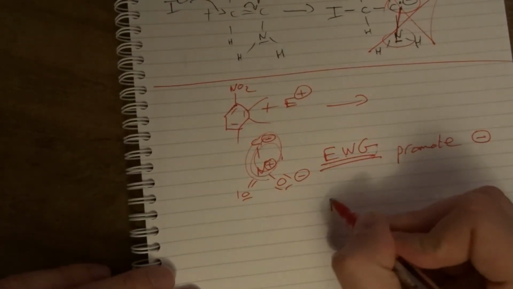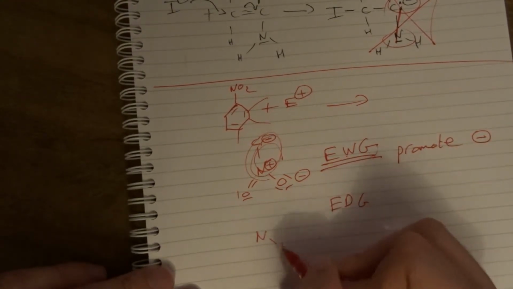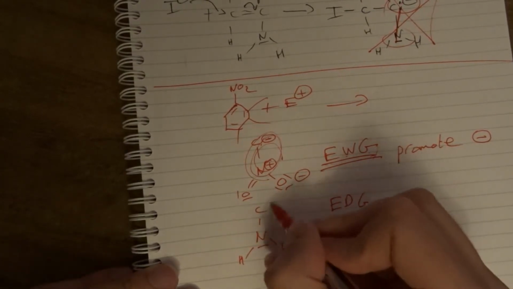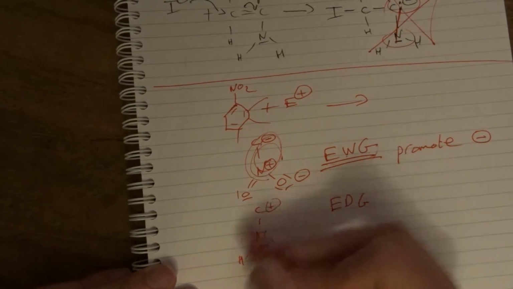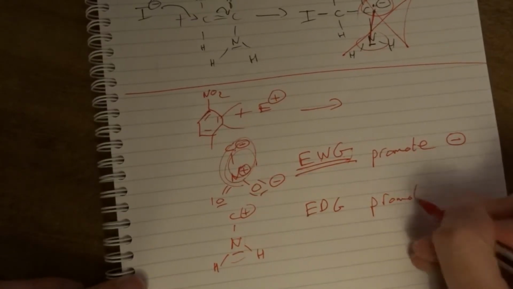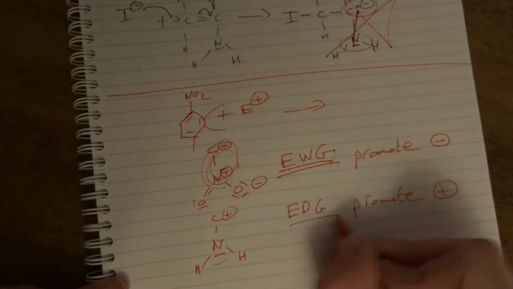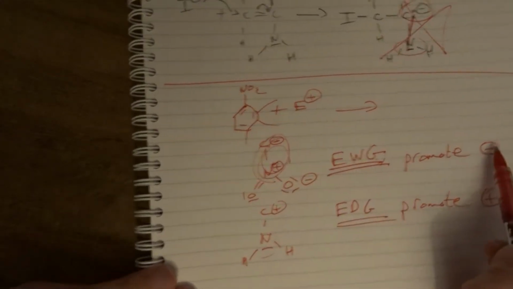And if we have electron donating groups, like an NH2, we have here a carbon with a positive charge. Here we have electrons that can stabilize, and we have the mesomeric effect, and it can stabilize. Electron donating groups can promote cationic polymerizations. So, for practice, look for structures that can promote anionic polymerization.